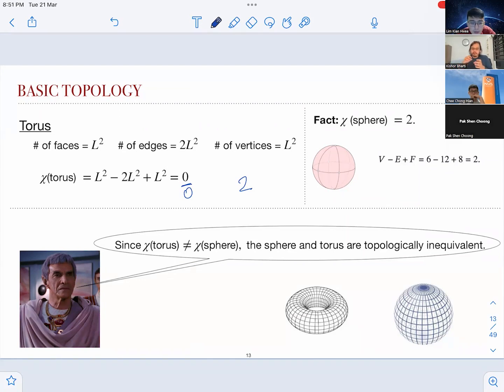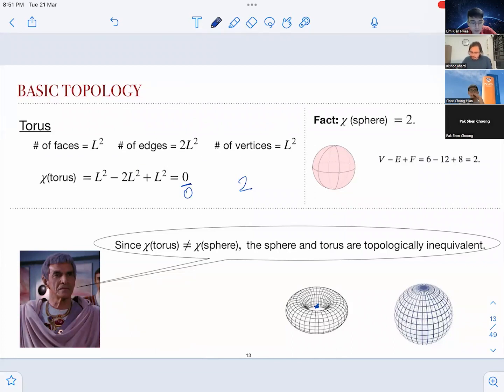Because a torus has a hole, and the cube does not have a hole. So those objects, like the cube, have Euler characteristic 2. On the other hand, for the torus, it's 0. For a sphere, you can try to calculate the Euler characteristic.